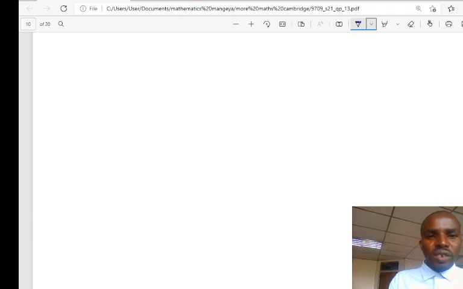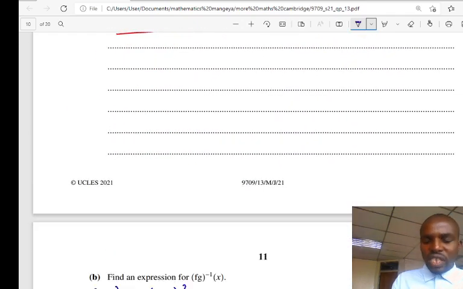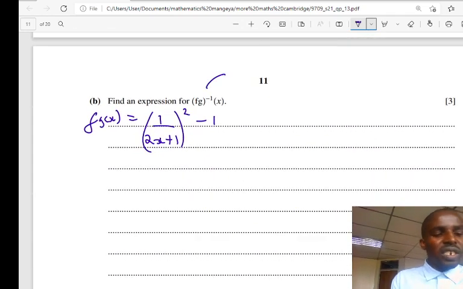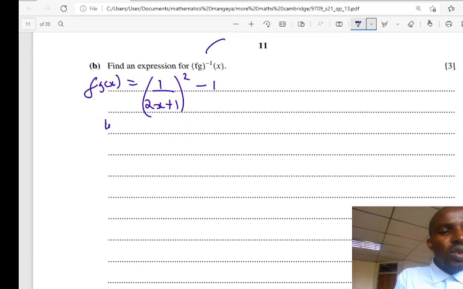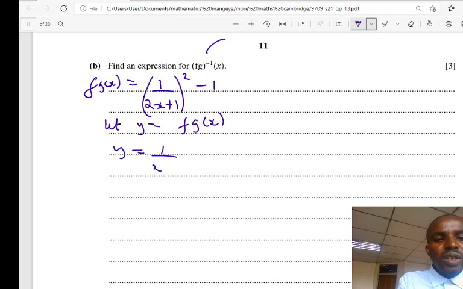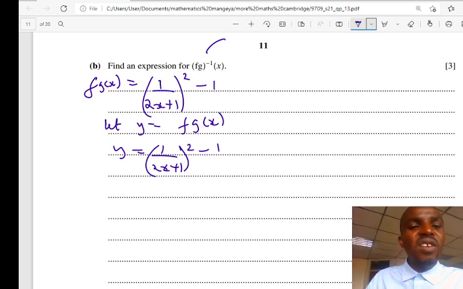Let me confirm. It's minus 1, right? 1 over 2x plus 1 squared minus 1. Now we have to find the inverse of this function. Inverse of this function, that's minus 1. So what you do here is that you let y is equals to fg of x. Like this. Then you say y is equals to 1 over 2x plus 1 squared minus 1. After that, you make x subject of the formula.